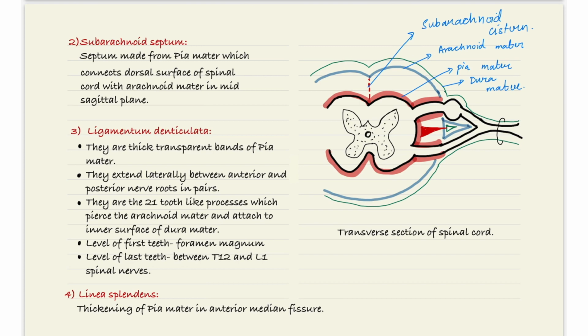Third extension is the ligamentum denticulatum. They are thick transparent bands of pia mater. They extend laterally between the anterior and posterior nerve roots in pairs. So, this is the anterior root and this is the posterior root of the spinal cord. Between them lies the ligamentum denticulatum. So, this red part is the ligamentum denticulatum.